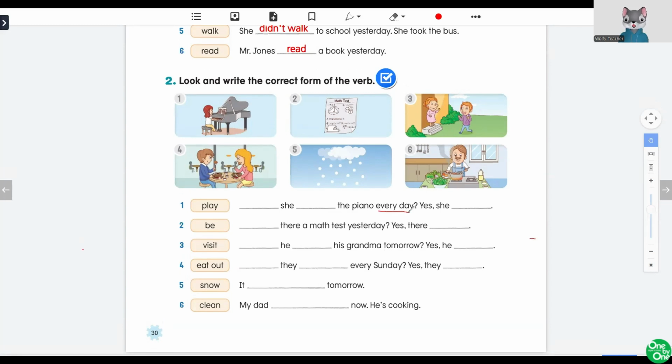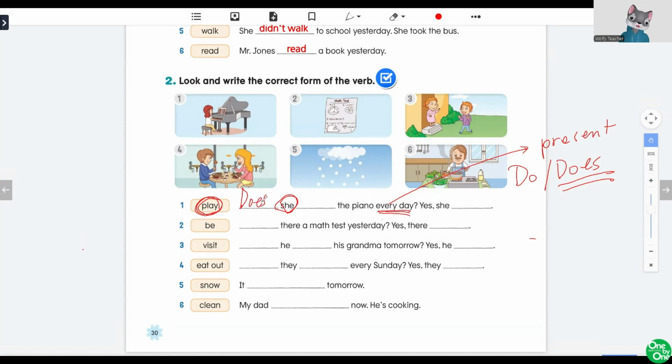Now, if it's every day, and we have over here a regular verb, this needs to be in the present tense. Remember, in the present tense, when we're asking a question, we always need to use do or does, depending on the subject, the main character in this sentence. The main character is a she, so what do we need to use? Fantastic, it's does. So, does she, and remember, we need an original verb. Does she play the piano every day?